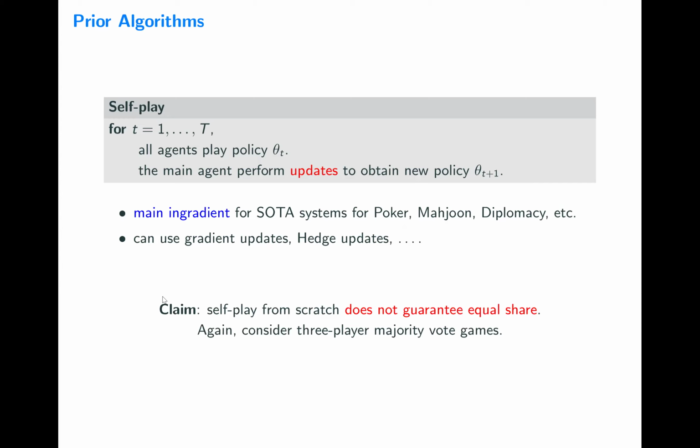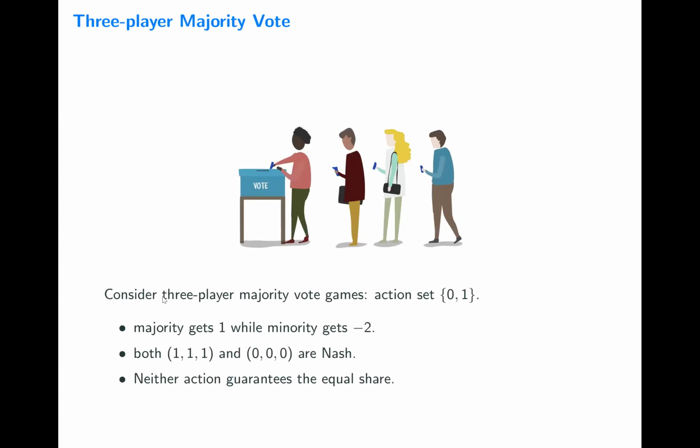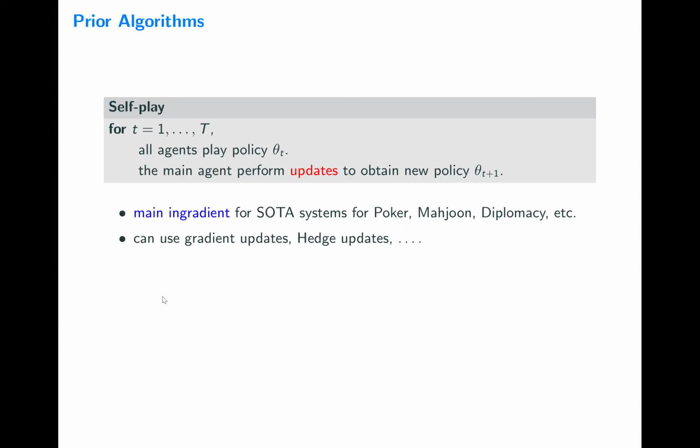However, we can easily see that, first, self-play from scratch would not guarantee the equal share. This is a restricted form, saying that if we start from nothing, self-play from scratch does not guarantee the equal share. We can again consider the 3-player majority game. If we start from scratch, then we don't really know what the other players are playing. So in that case, I don't really know what action to suggest, whether to play 1 or play 0. So no matter what algorithm I use, this is not going to work.